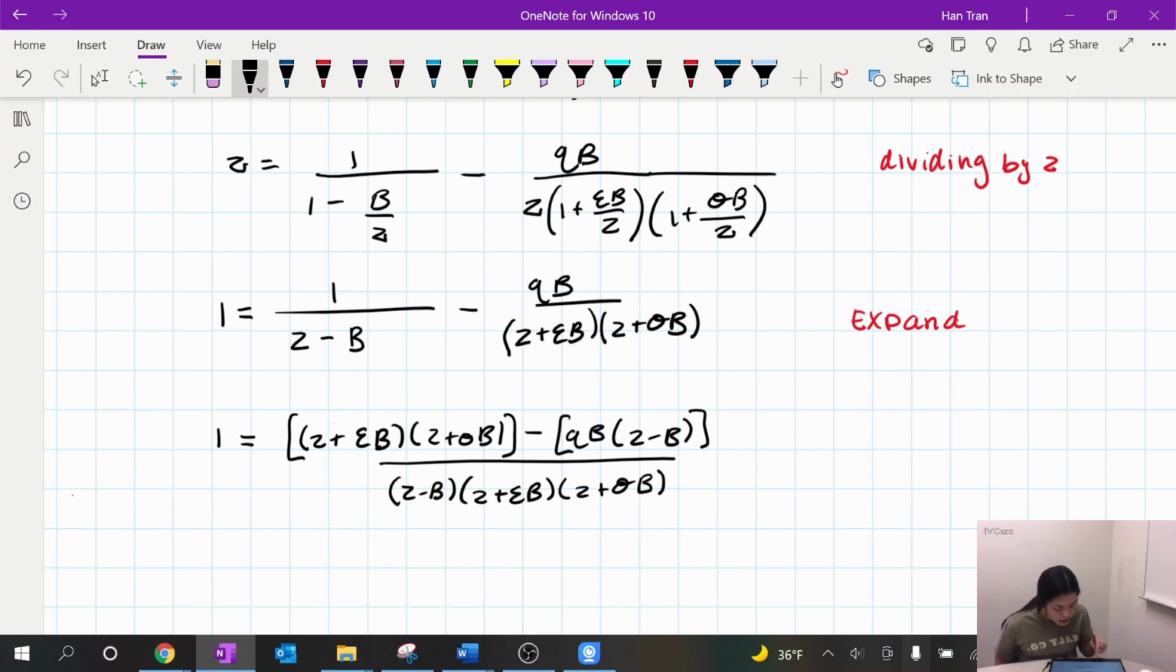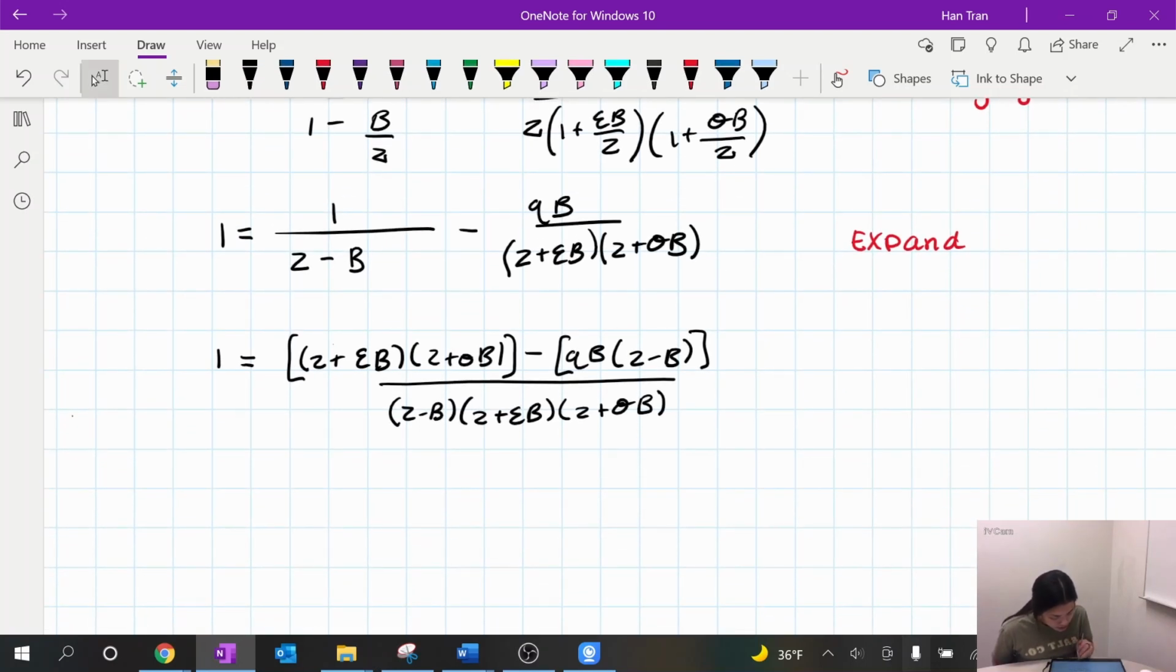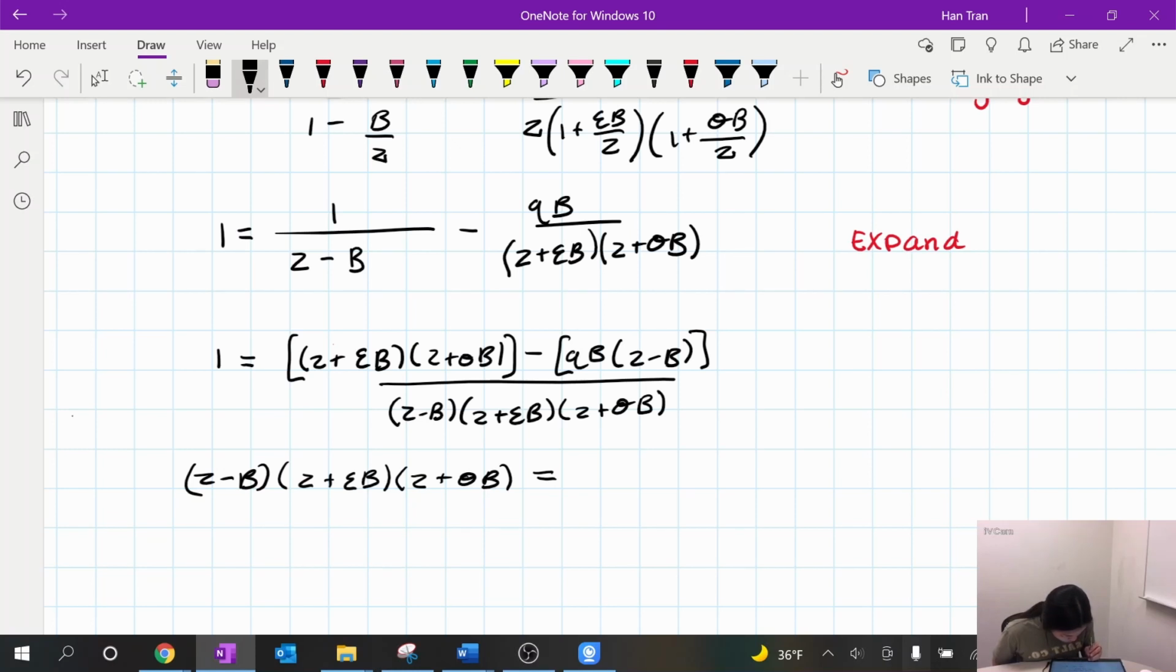And so now what we need to do is multiply everything by this denominator here to get rid of the denominator. So we will have Z minus beta times the quantity of Z plus epsilon beta times the quantity of Z plus sigma beta equal to Z plus epsilon beta times the quantity of Z plus sigma beta minus Q beta times Z minus beta.